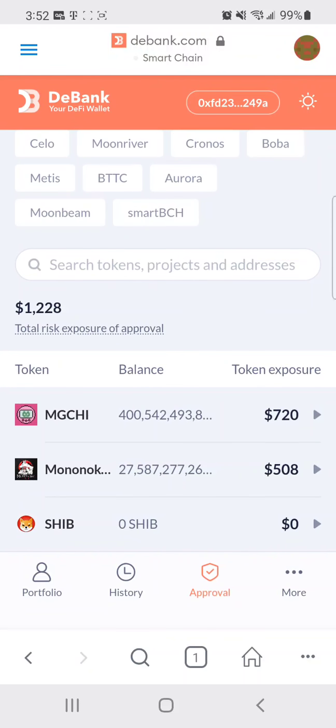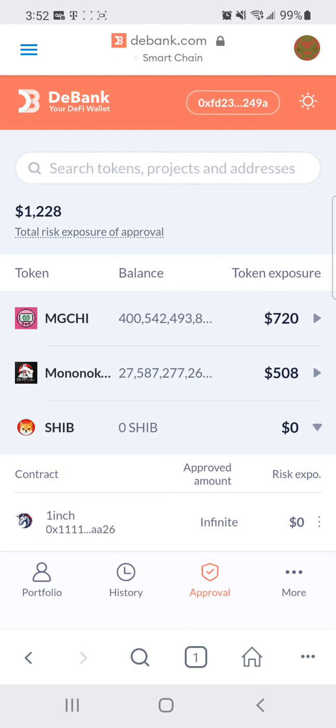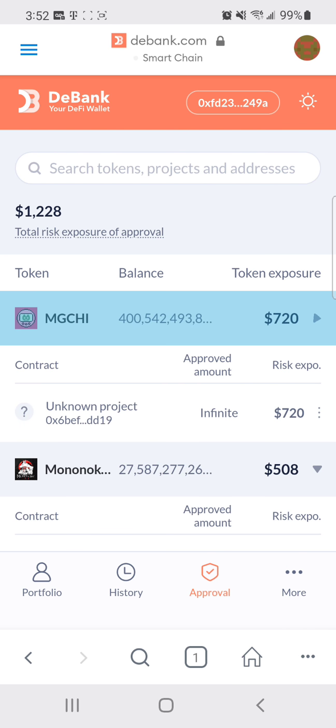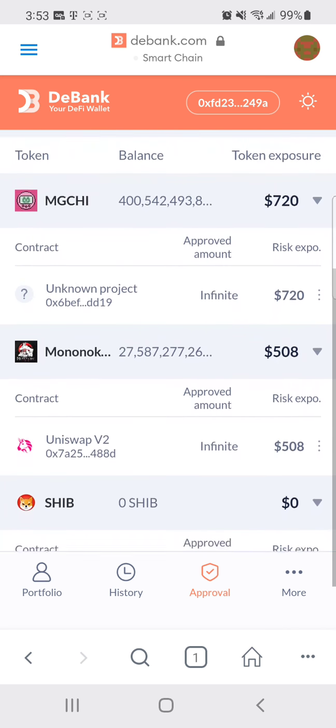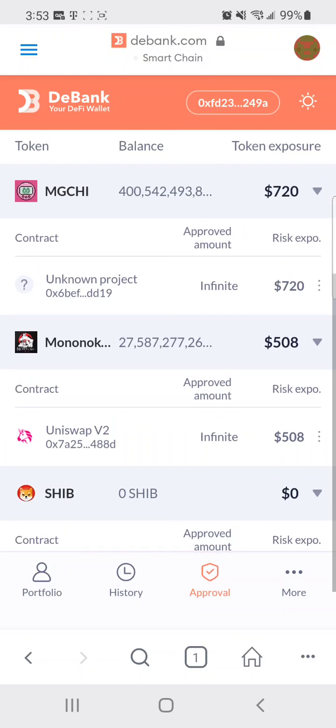And when I scroll up, you can see the three tokens that have exposure in my wallet. So we got Metagachi, we got Mononoke, and we got Shiba Inu. There's no actual money in Shiba Inu, but they still have access to my Shiba Inu. Okay, who's they? Right there, 1 inch. So if you drop down these arrows, you can see who has access. Uniswap, 1 inch. This one is unknown, Metagachi, right?